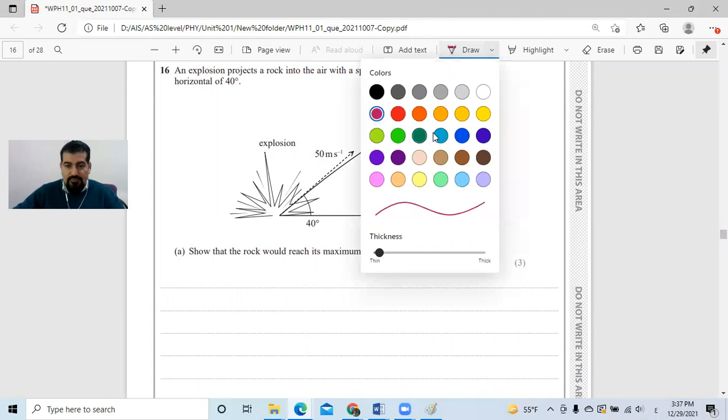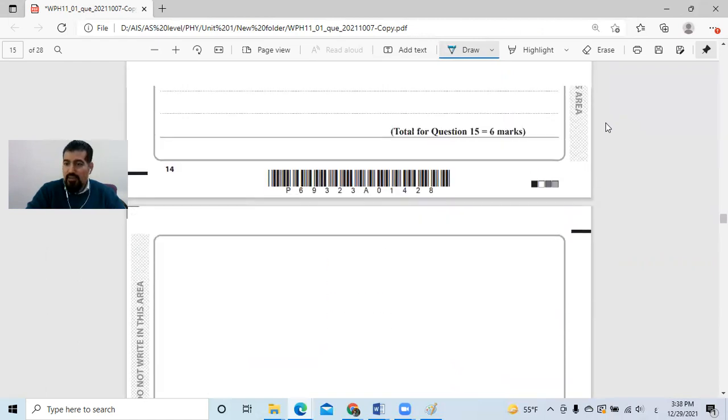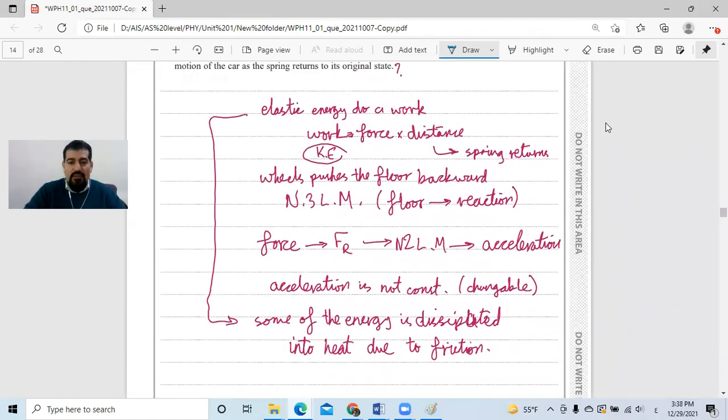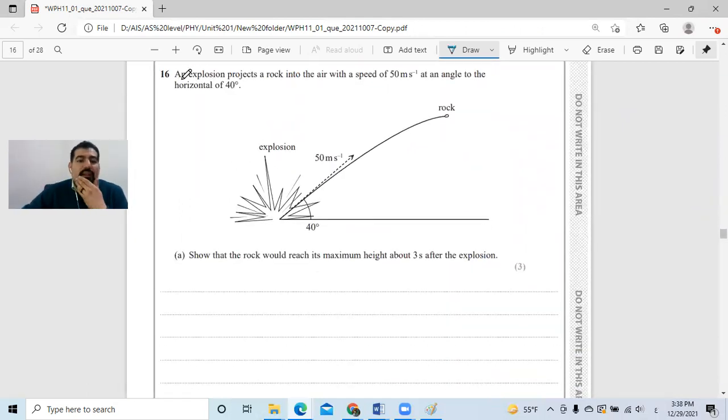Let's move on. Question 16 about projectile. Let's go back for anyone who wants to take a screenshot. Okay, I'll write the information. Let's move on to question 16. Can you send the answer you read a while ago on the group? Okay, no problem.